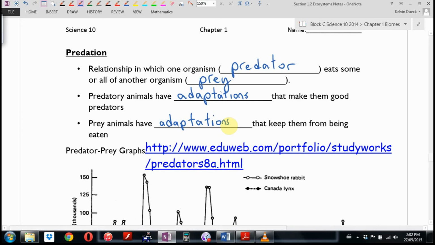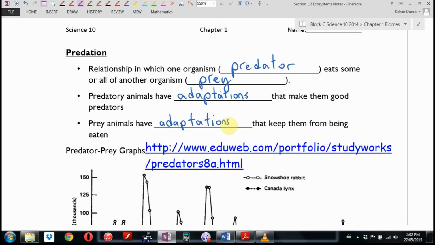The classic example is foxes and rabbits. The rabbits' adaptation is that they're fast and they breed fast so that their species won't get wiped out. That makes them more likely to survive. What has the fox adapted to become a good predator? Teeth. And fairly quick and all that stuff too.